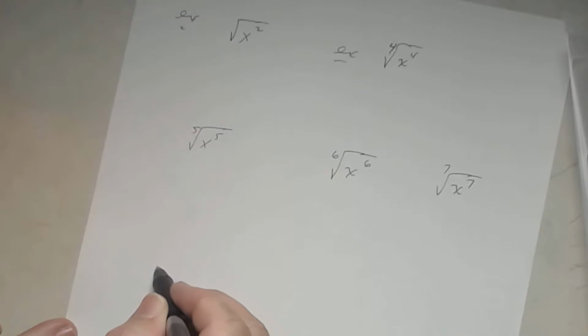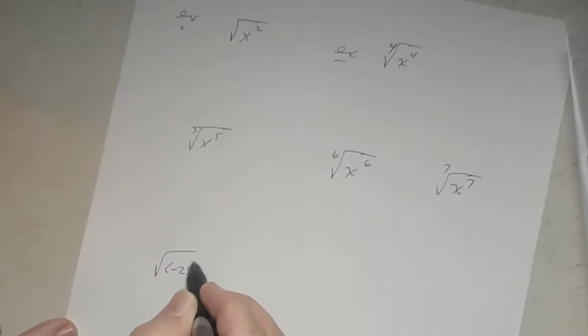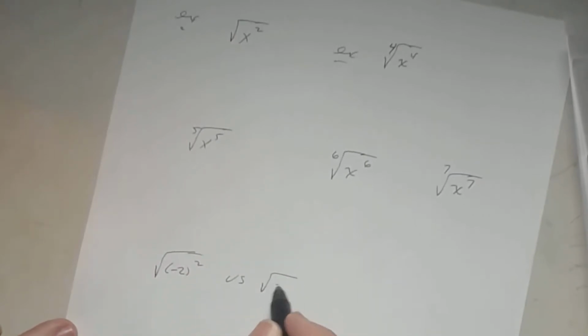Okay, so if I had the square root of negative 2 squared, let's say, versus the square root of 2 squared, here, what would this one be? 2. Here, what would the answer be? 2, not negative 2. So you have to take the absolute value of negative 2. So here, I didn't have to worry about absolute value. Here, I did, because negative 2 times itself is positive 4. Square root of 4 is 2. Okay? So the thing is this.